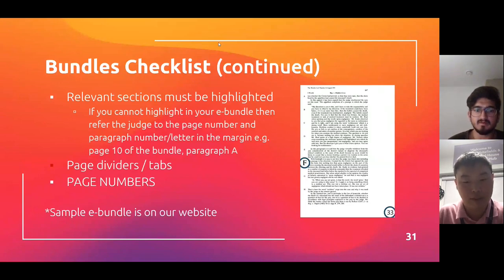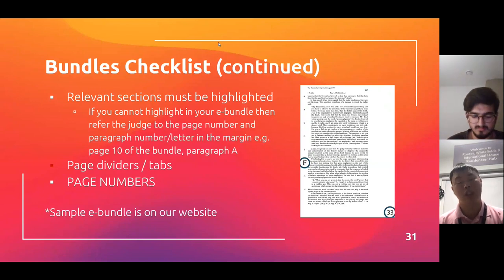So, very briefly, the last thing I'm going to talk about before I hand over is the bundle checklist. As I said before, if you cannot highlight the e-bundle, please refer the judges to the paragraph lettering or numbers. It is so important that judges focus on you and your arguments instead of flipping the page. If you're using a paper bundle, which will be the case in later rounds, for example, the Supreme Court final, we recommend using dividers, tabs, or other physical mechanisms to help the judge distinguish between sections in your bundle. Also, make sure the page numbers are on the bottom right-hand corner of every page.